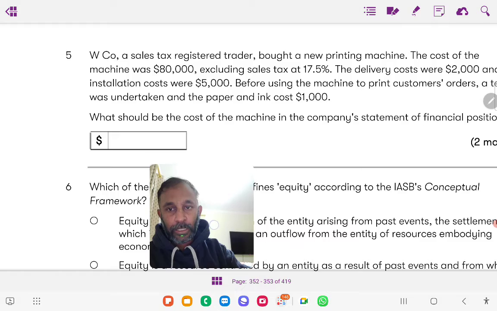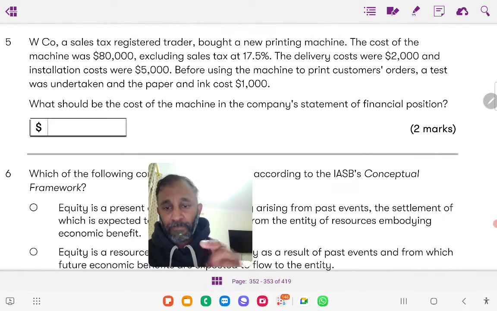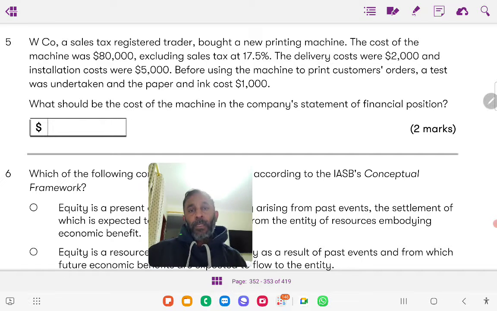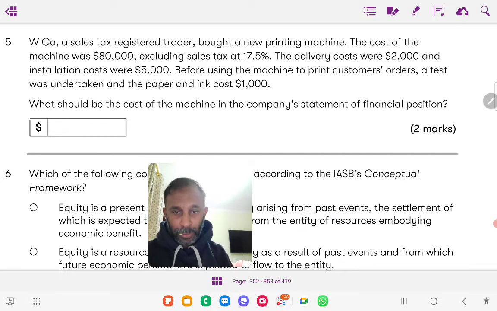The first question is, W company, a sales tax registered trader, bought a new printing machine. The cost of the machine was 80,000 excluding sales tax. In this situation, the word excluding is important. Regardless of whether it's a sales tax registered or not, when they say excluding, sales tax is anyway not included in that 80,000. So we don't need to worry about it.